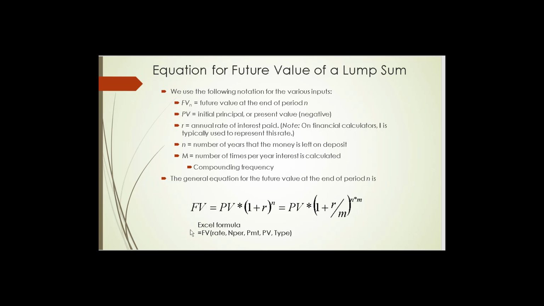If you're using Excel, it's a very simple formula. It's equals the future value. Then you have the rate, comma, number of periods, payment. Again, this is a lump sum payment. This is for annual payments, so for this example, that might be 0. The present value is the investment that you make. And then time or type is whether the cash flow occurs at the beginning or the end of the time. And we'll discuss those as we go along.